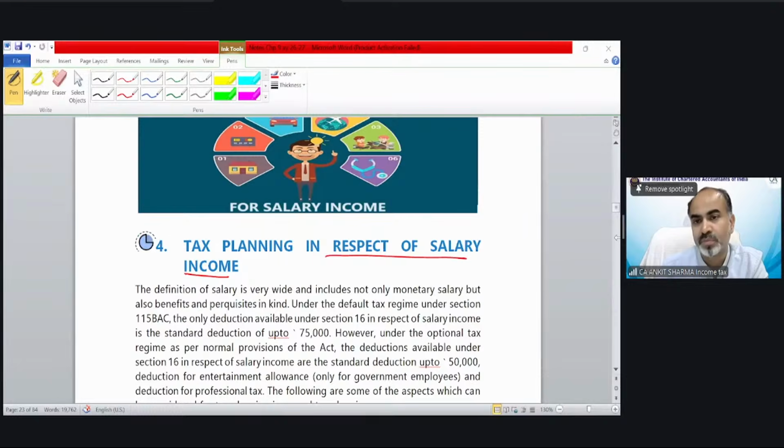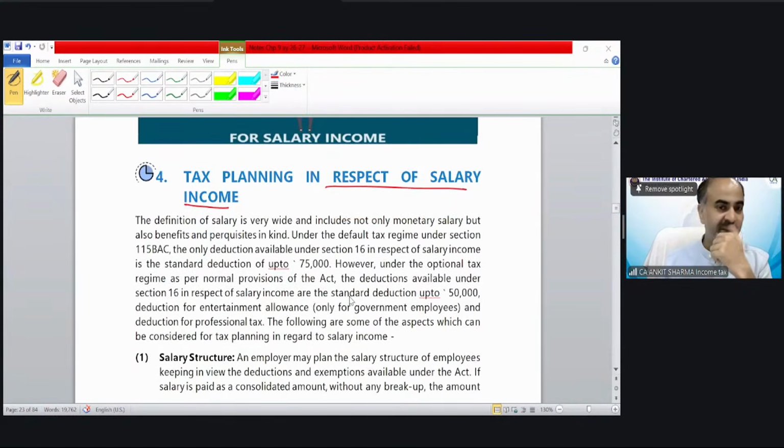Okay, chalo. So, tax planning in respect of salary. The definition of salary is very wide and includes not only monetary salary but also benefits and perquisites in kind. Under the default tax regime under section 115BAC, the only deduction available under section 16 in respect of salary income is the standard deduction, which is 75,000. Under the optional regime, it is 50,000. Deduction for entertainment allowance you can also claim, and the deduction for professional tax you can also claim under the optional tax regime.